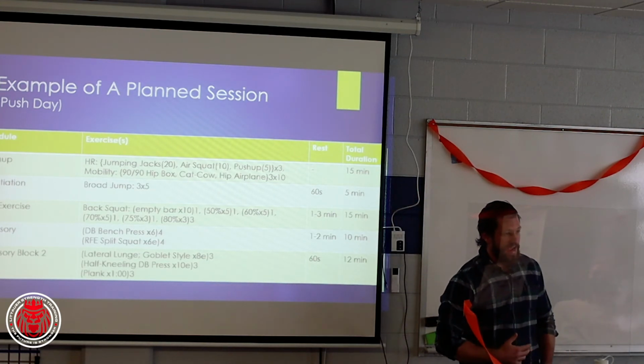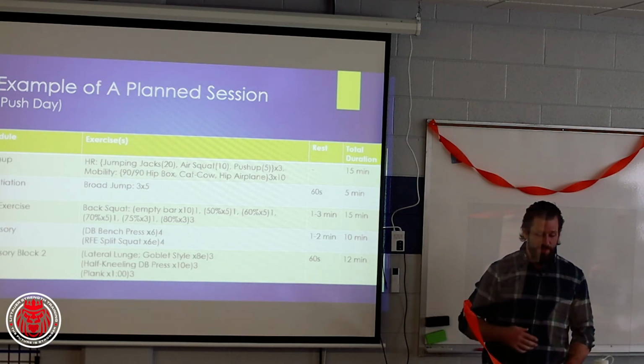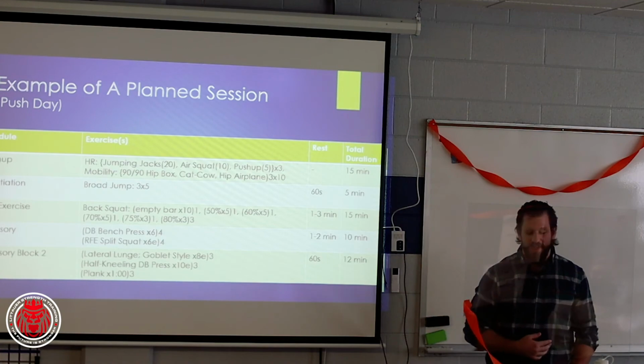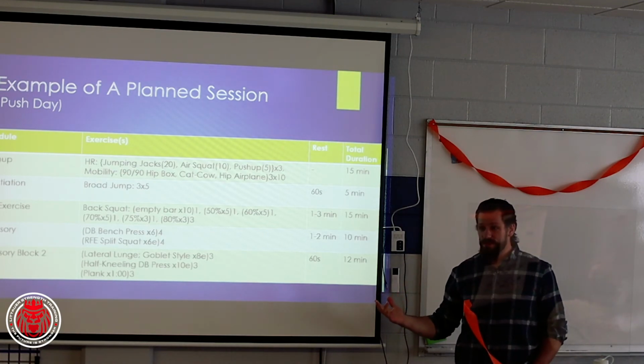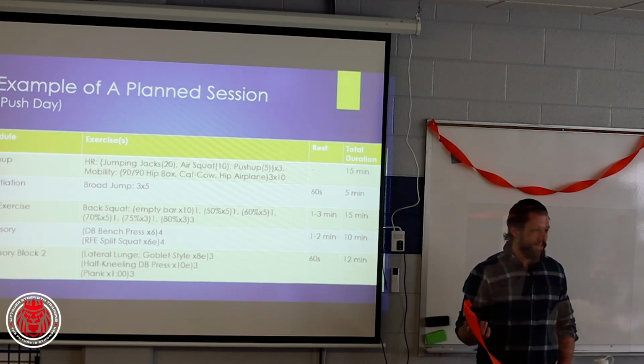So I've got jumping jacks, I've got some air squats, I've got some push-ups, right? So I'll do 20 jumping jacks, 10 air squats, 5 push-ups. I'll go through that 3 times. Not going to hurt anybody because let's be real, it's very hard to hurt yourself doing push-ups and air squats.